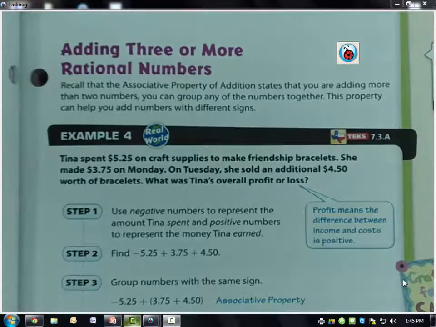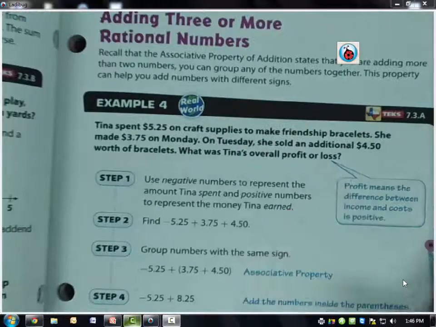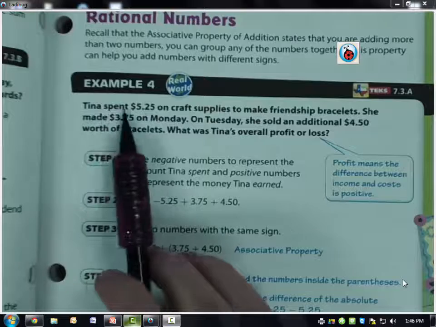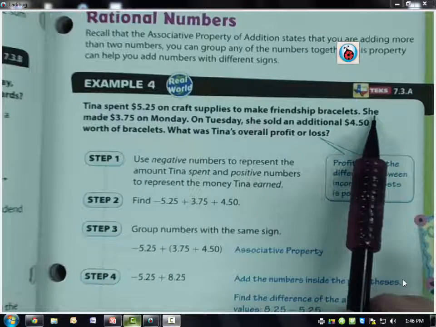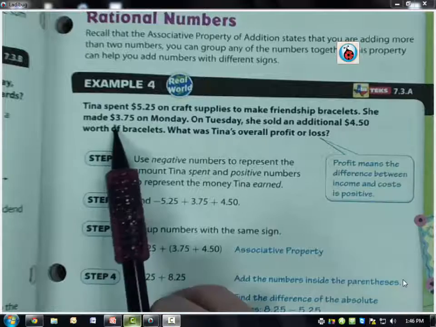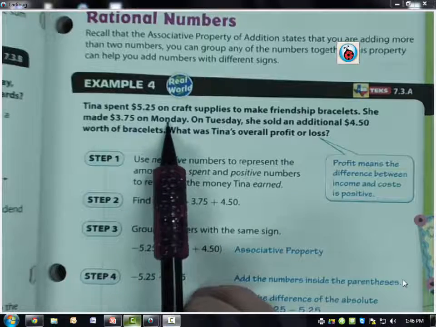Tina spent $5.25 on craft supplies to make friendship bracelets. Oh, how nice. She made $3.75 on Monday. On Tuesday, she sold an additional $4.50 worth of bracelets. What was Tina's overall profit or loss? Alright, step 1. We need to figure out what is negative and what is positive.